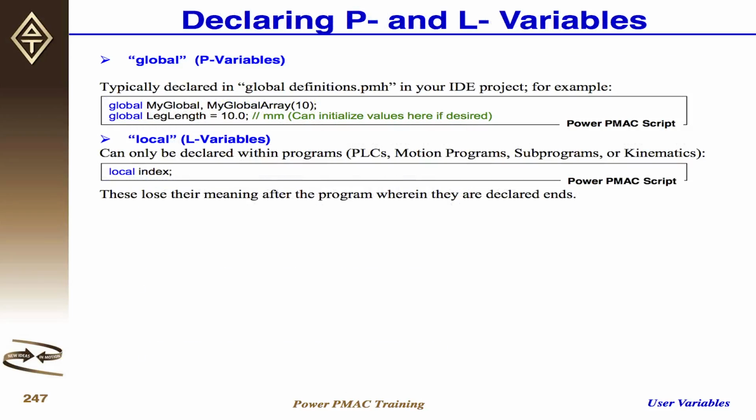To declare them for a P variable, global variable, you'll typically do something like this. You can have global and then the variable name. You can also do an array, as shown by my global array 10. You can set it to a value right off the bat by just global variable name and then set it equal to whatever you'd like. And that's generally the format for pretty much all of them. Just change global to CS global, or in this case here, local.